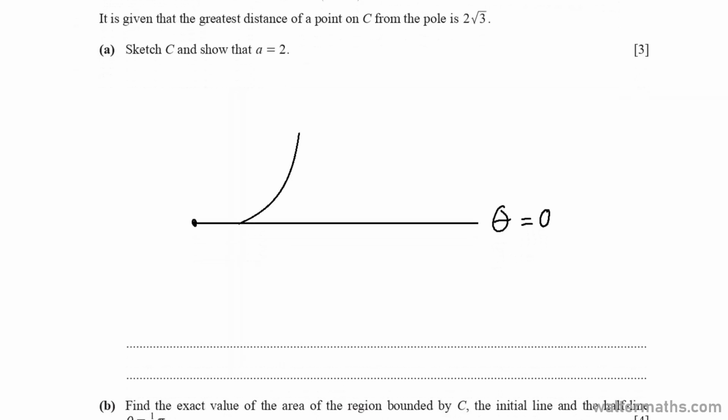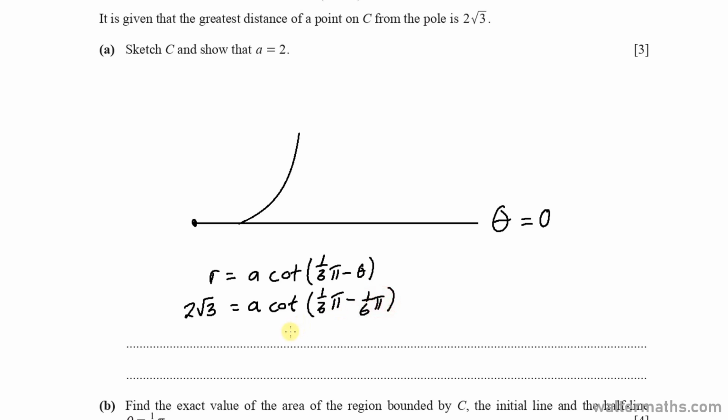So if we consider the equation r is equal to a cot of a third pi minus theta, then r will have a value of 2 root 3. That's the greatest distance, and that's a cot of a third pi minus theta. So the theta value we said is a sixth pi. So we can solve for a here. So what I can do is I can say 2 root 3 is equal to cot is 1 over tan. So that's like a over tan, and a third pi minus a sixth pi is a sixth pi. So this therefore means that a is equal to 2 root 3 times tan of a sixth pi.